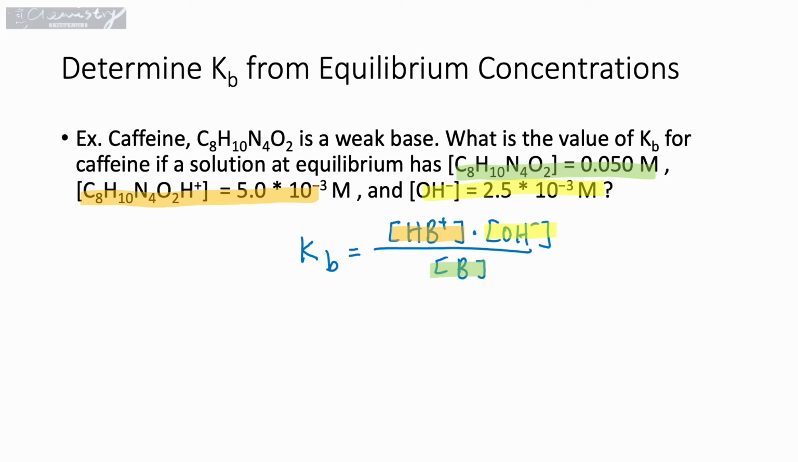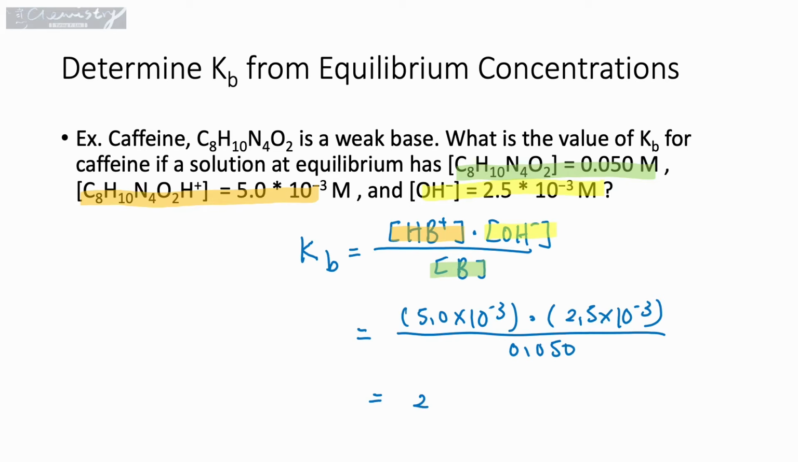After identifying them all, we have to plug in the numbers. That is going to be 5.0 times 10 to the negative third multiplied by 2.5 times 10 to the negative third divided by 0.050, and that is 2.5 times 10 to the negative 4. And again, it has no unit. I guess the more challenging part of this is not the math, it is being able to identify who is the conjugate acid, who is the acid and the base.